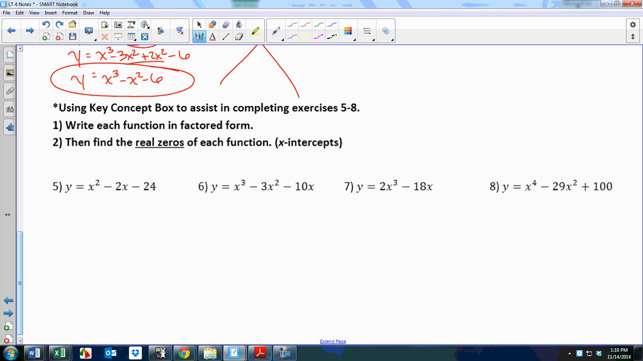Actual factoring techniques, but while you're learning those techniques, x-intercepts can help you. All right, I'll pause the video. You try them at home.